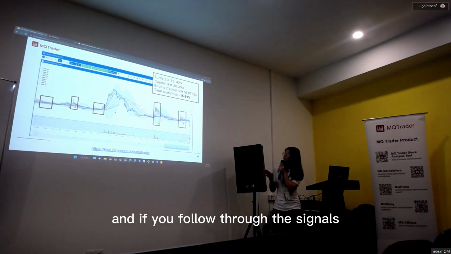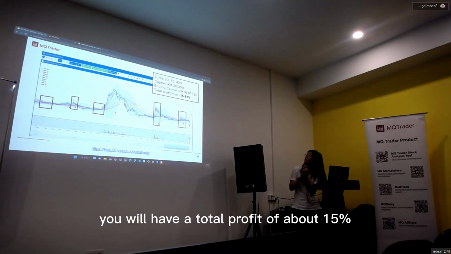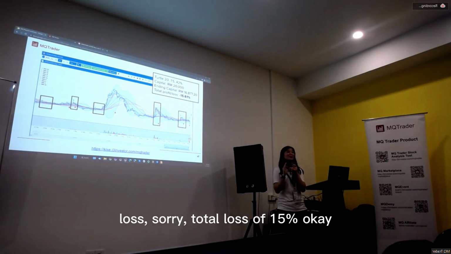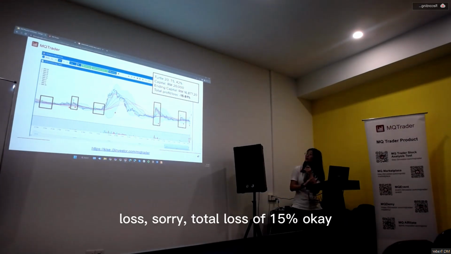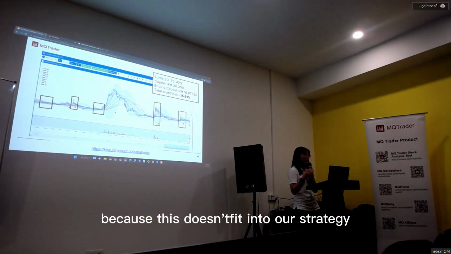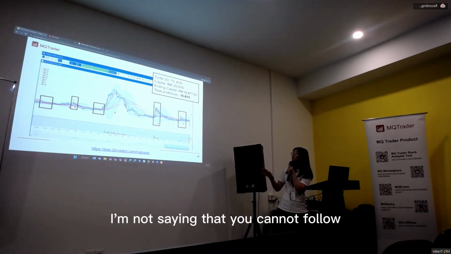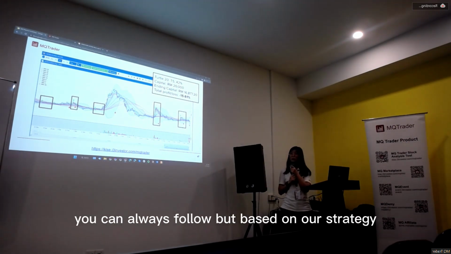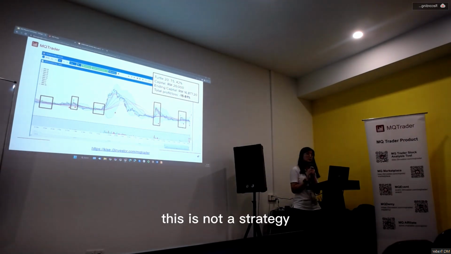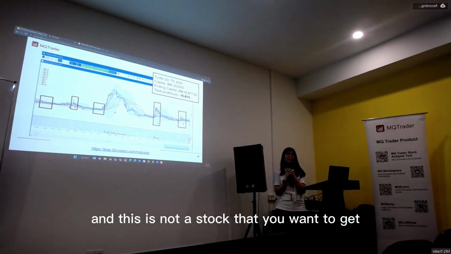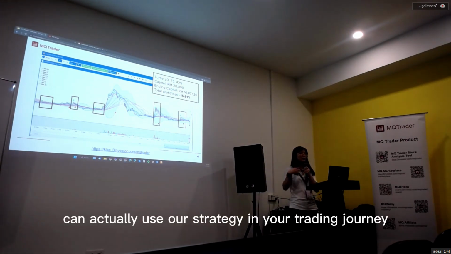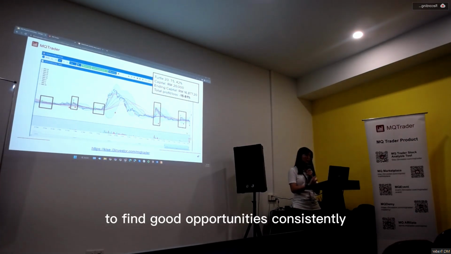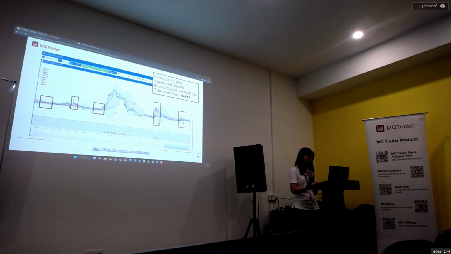And if you follow through the signals, you will have a total loss of 15%. Okay, because this doesn't fit our strategy. I'm not saying that you cannot follow. If you want to follow, you can always follow, but based on our strategy, this is not a stock that we want to get. So this is how you can actually use our strategy in your trading journey to find good opportunities consistently.